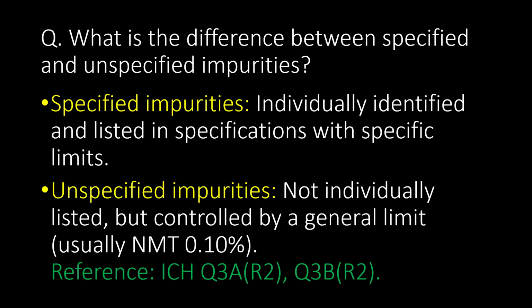What is the difference between specified and unspecified impurities? Specified impurities are individually identified and listed in specifications with specific limits, whereas unspecified impurities are not individually listed but controlled by a general limit, usually not more than 0.10%. Reference ICH Q3A R2 and Q3B R2.